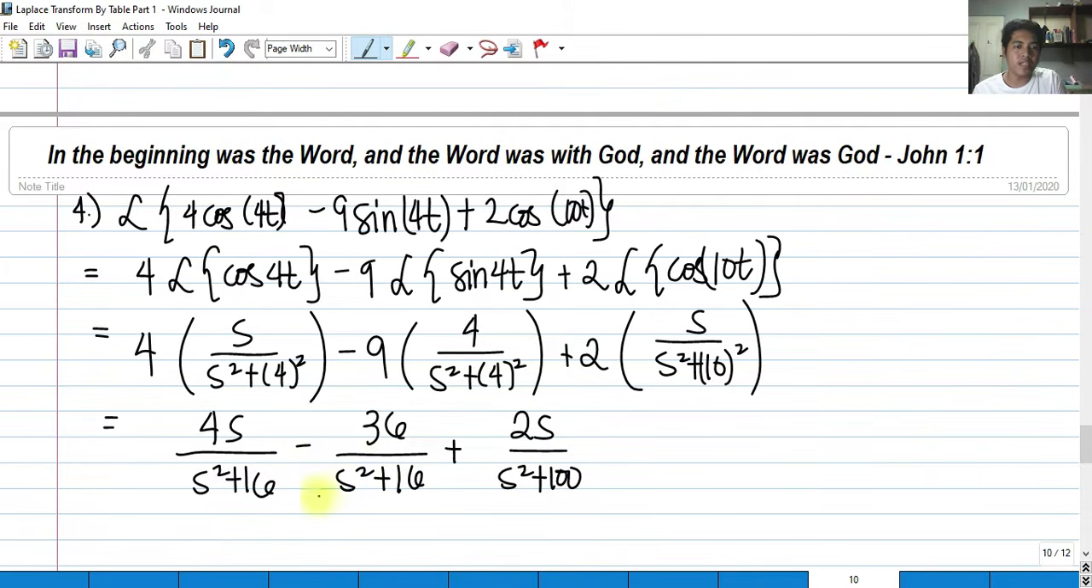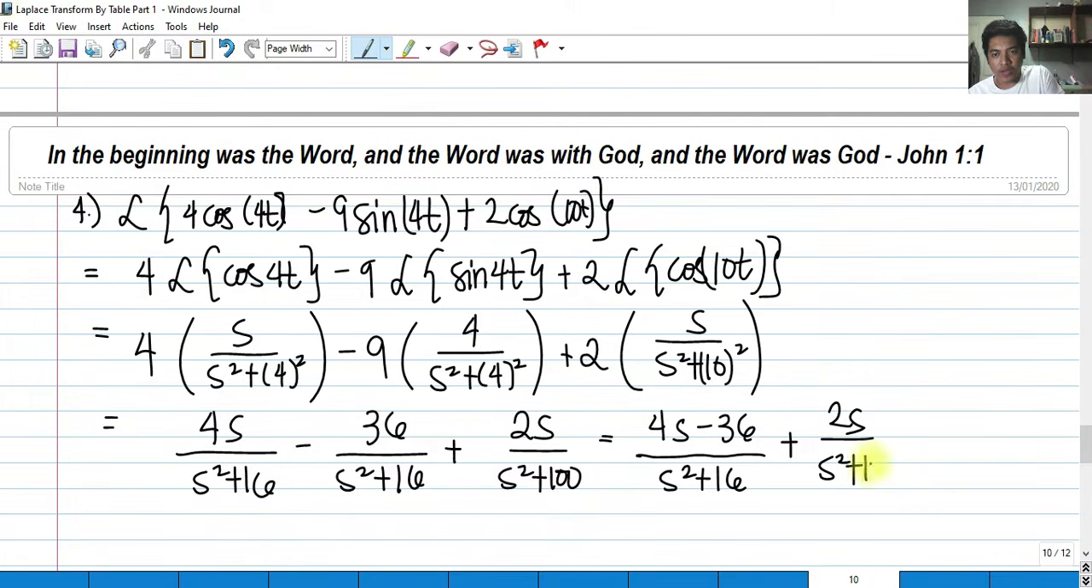And since these two terms have the same denominator, we can rewrite this as 4s minus 36 over s squared plus 16, plus 2s over s squared plus 100. And this should be our final answer for this problem.